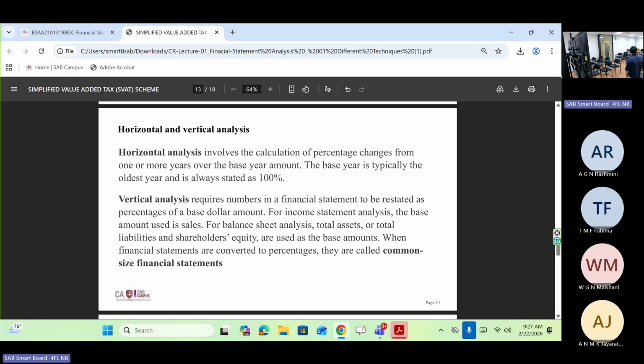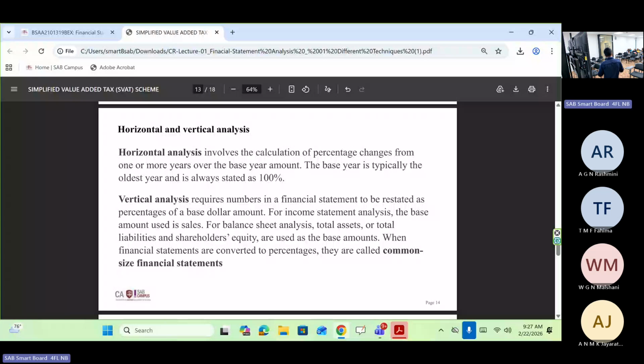What do you mean by that? Already we have done it, but this is a type of analysis mechanism we can use in our analysis. We need to understand whether we are analyzing horizontally or vertically. Once you are calculating a common size financial statement, it's a vertical analysis.